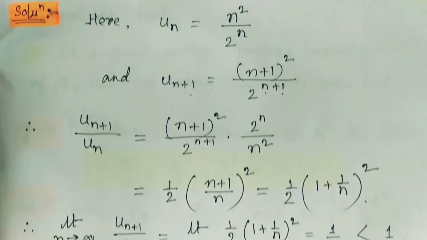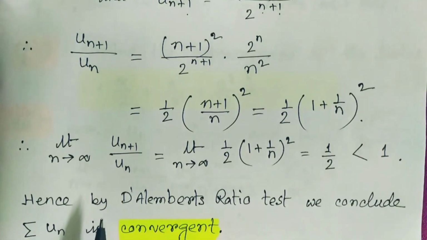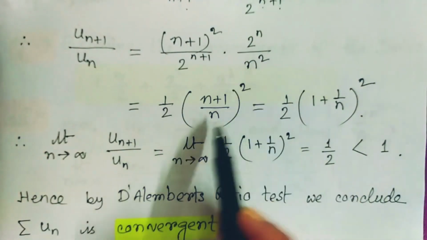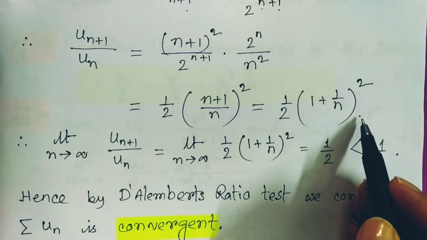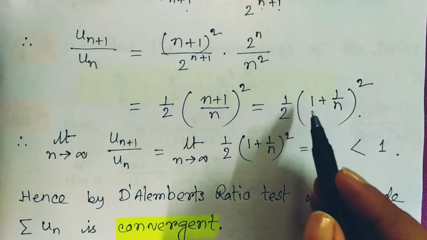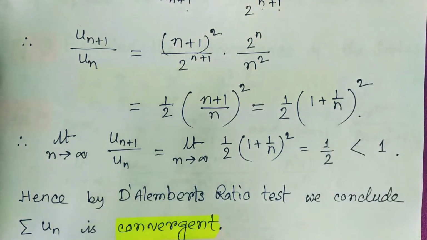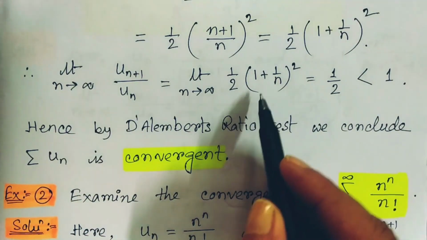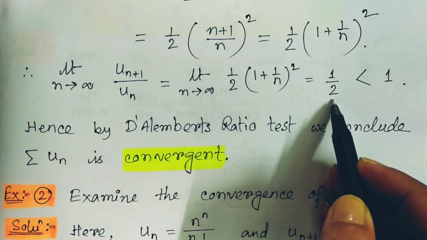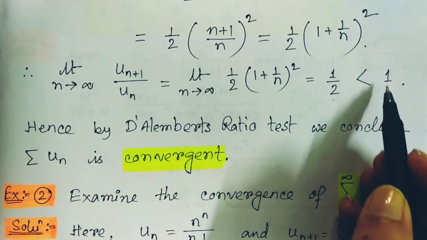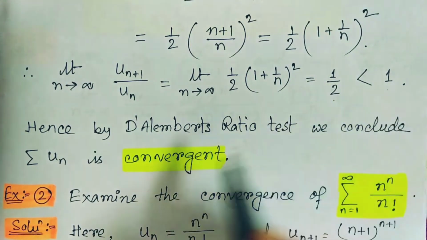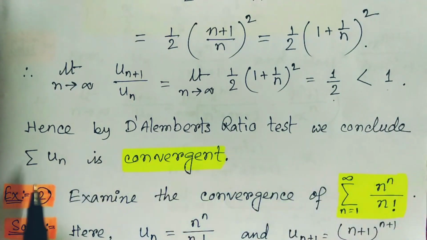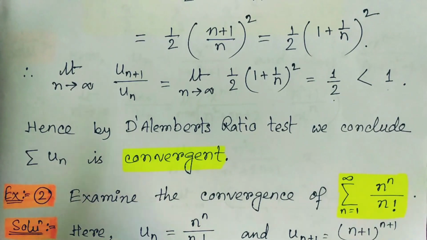After that we should find the ratio of these two. So the ratio un plus 1 divided by un, we just substitute these two terms and simplify, so that we find it is 1 upon 2 into 1 plus 1 upon n whole square. Now if we take the limit on both sides, then we find this limiting value is half, which is definitely less than 1. As the value is less than 1, we can say by the D'Alembert's ratio test that the given series is convergent. So that is so very simple.